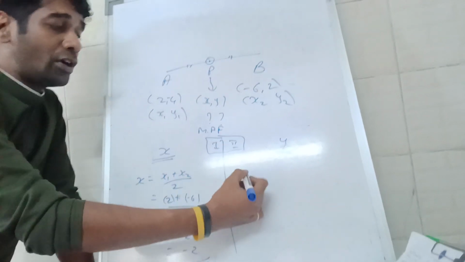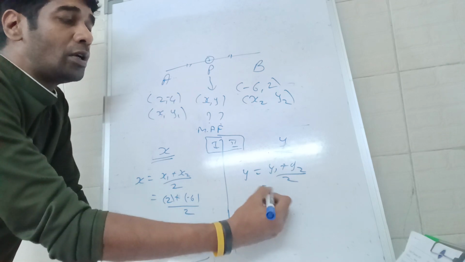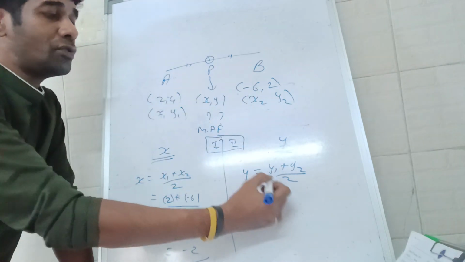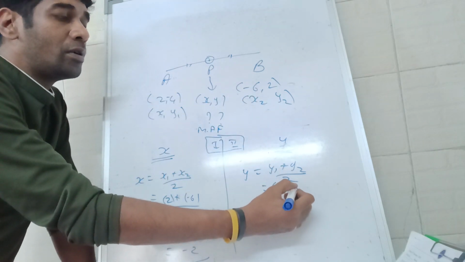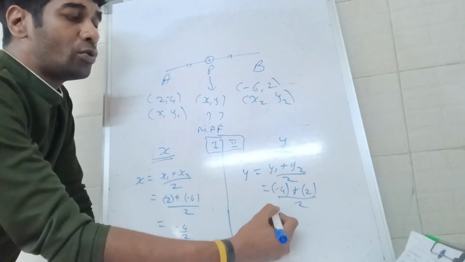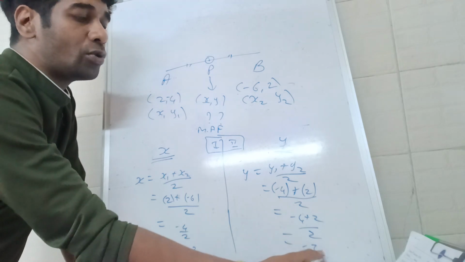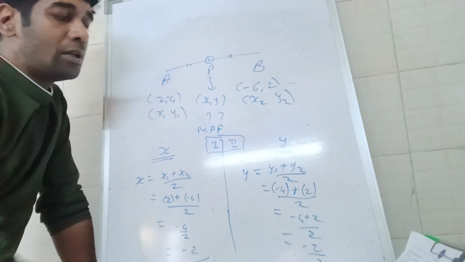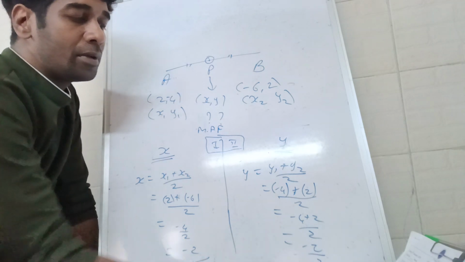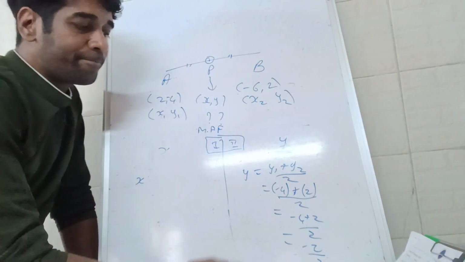Now if I have to find the y coordinate, y is equal to y1 plus y2 the whole upon 2. y1 is minus 4 plus y2 is 2, the whole upon 2. Minus 4 plus 2 upon 2, that is minus 2 upon 2, will give me minus 1. So the y coordinate will be minus 1. Next sum.